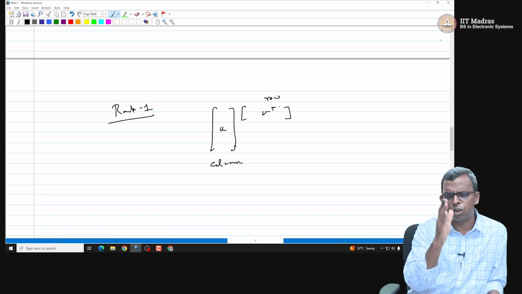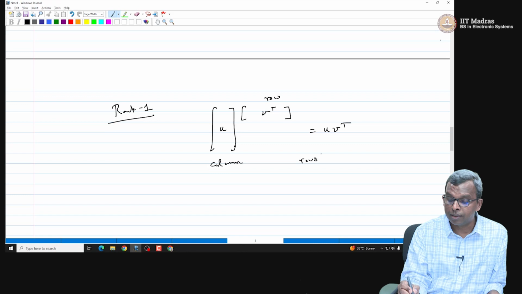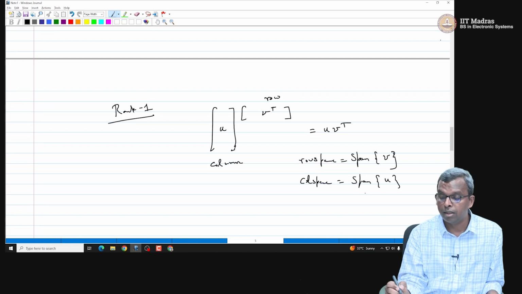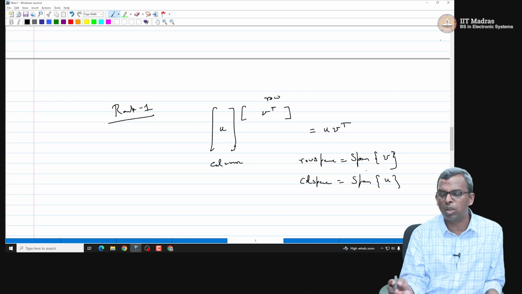Because we always think of vectors as columns, my rank 1 matrix is u v transpose. So the row space is the span of v transpose, or v, and the column space is the span of u. Now all I need is for this span and this span to have only an intersection at 0, and that is possible.